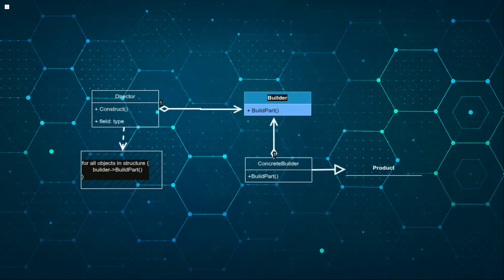In Python, this is commonly implemented using the abstract base class ABC. The director calls its methods while the concrete builder supplies the implementation.